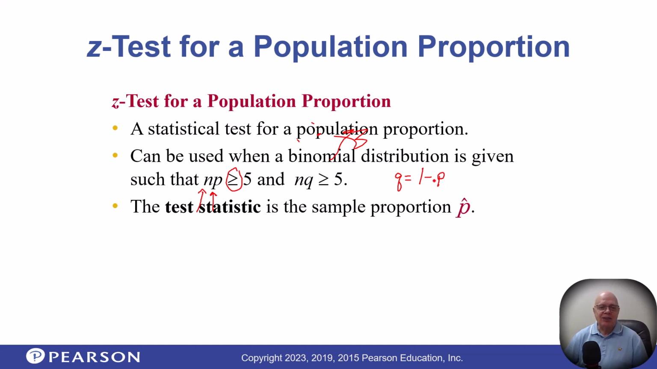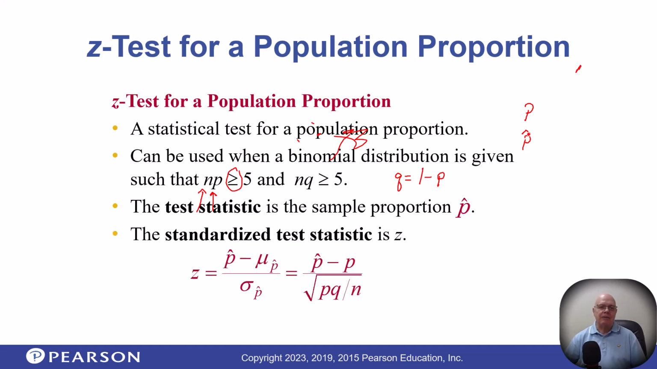The test statistic looks like this. The population proportion is p, and the test statistic is p hat. And this is how you calculate the standardized test statistic.